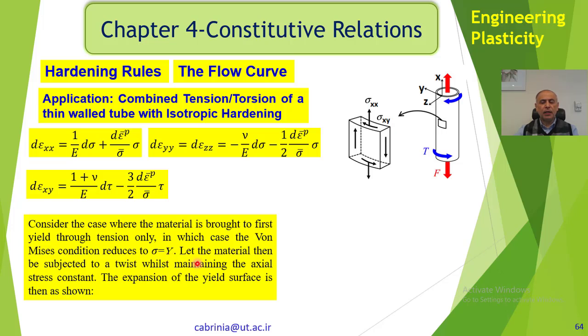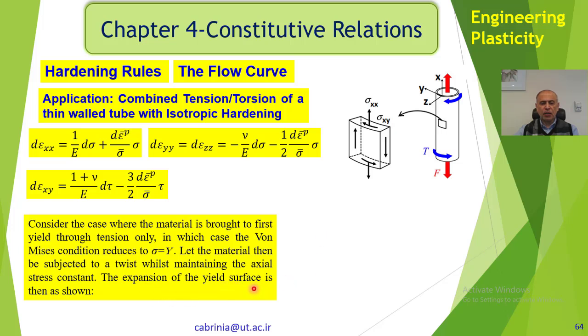Now, after the first yield, like before, let the material then be subjected to a twist or torsion while maintaining the axial stress constant. Okay, we keep this axial stress as sigma equal to Y and start increasing this torque or twist or torsion.